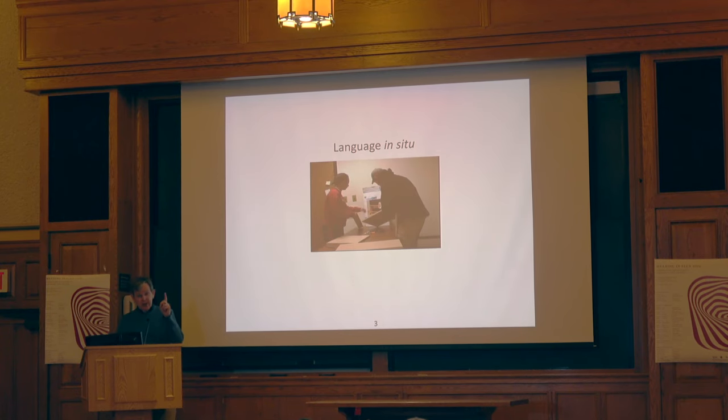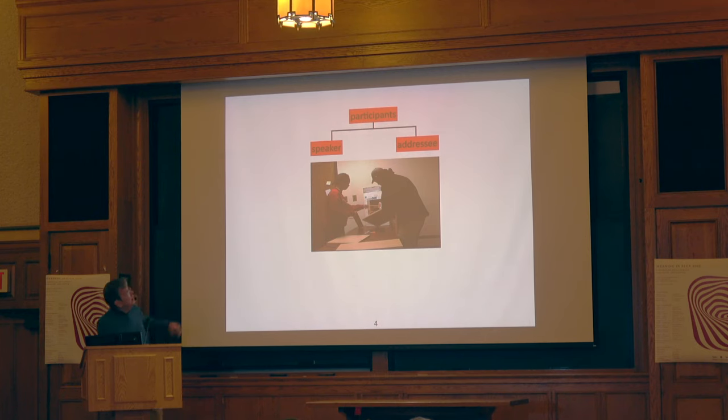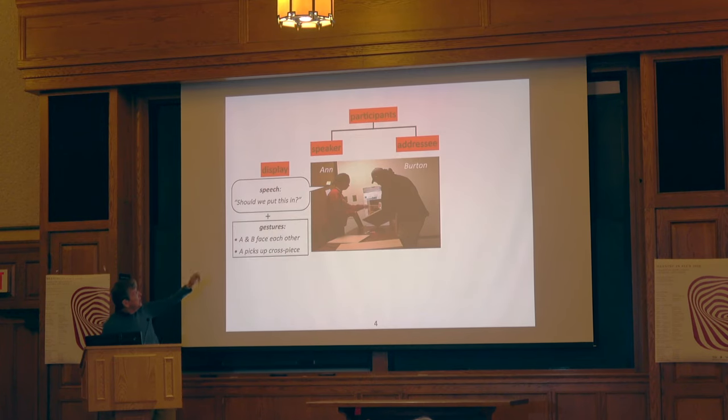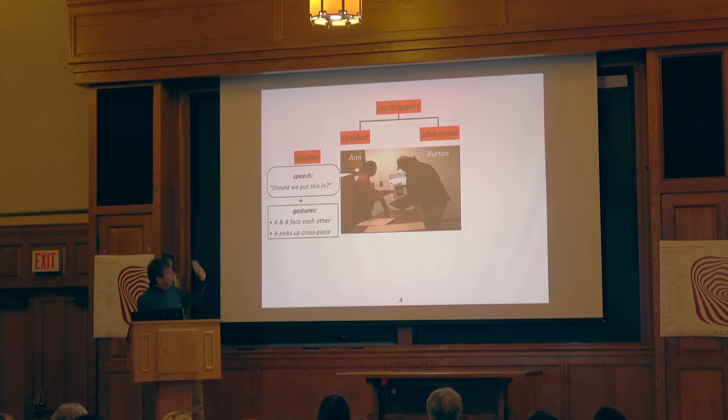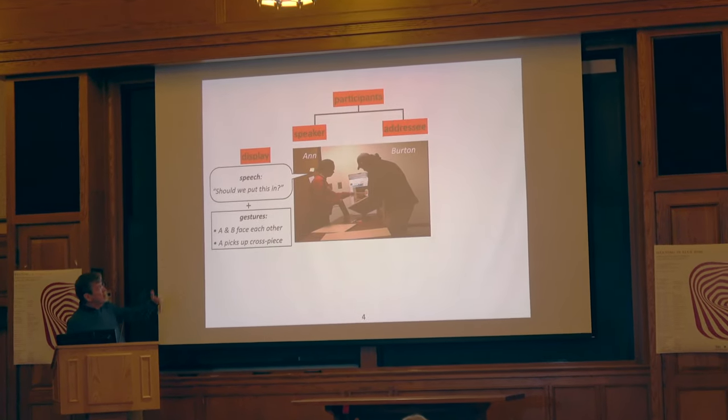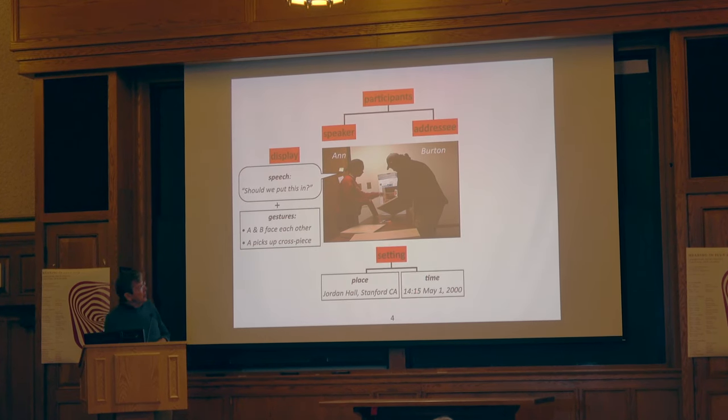Now, that's all you're going to hear, because that is already an extremely complicated sentence, and I'm only going to give you part of it. Should we put this in, she says. To understand what she meant, you have to know who these two people are. That is, they have to know each other. She also displays certain gestures in the way she faces herself and the way she picks up a cross piece. And she does it in a particular setting.